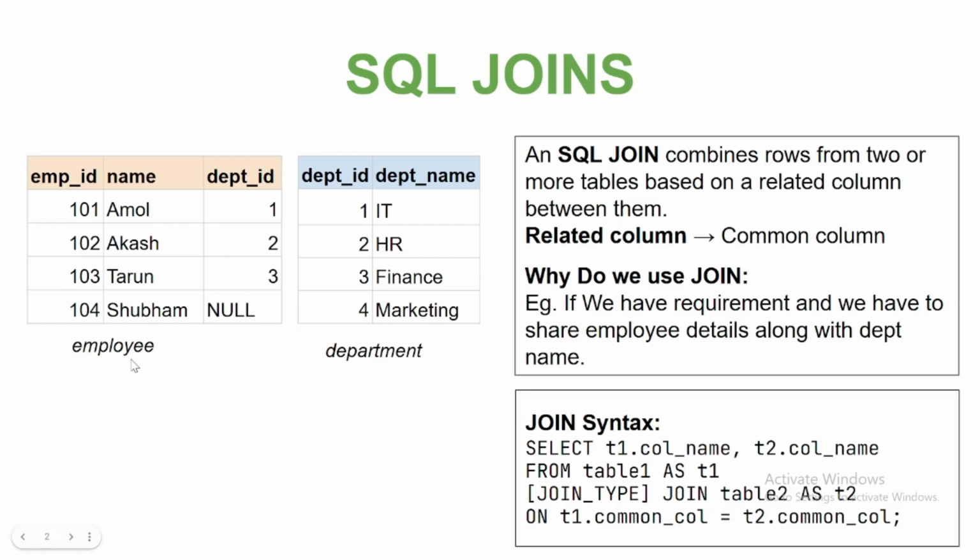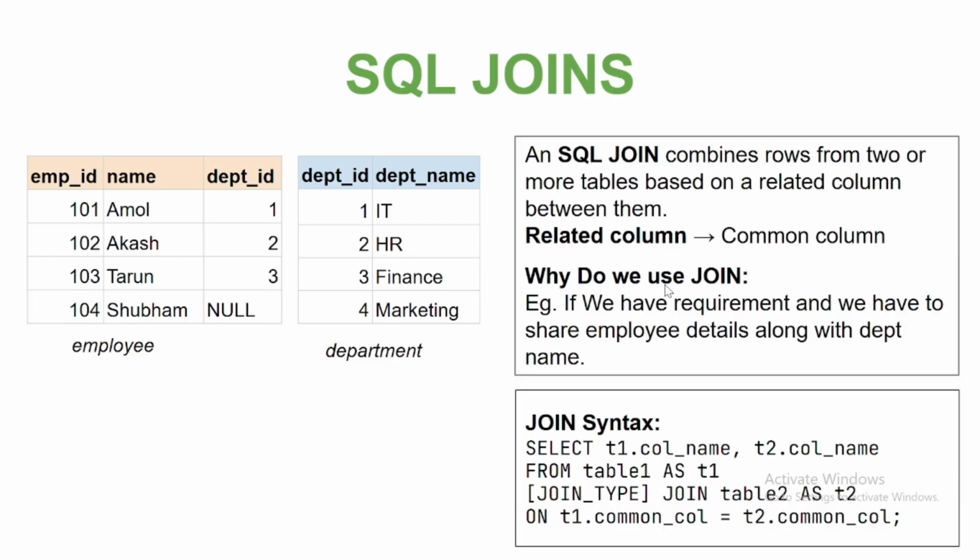Just consider this example. Employee table is there and then department table. Employee table has employee ID, name and department ID of the employee, and then department table has department ID and department name. So if we want to join these two tables, we will do it based on a related column. Related column means this department ID is the column here in the employee table, and we have department ID in the department table also. This is a related column or common column, guys. Based on this we can use SQL joins.